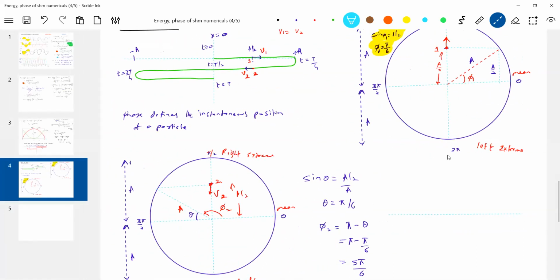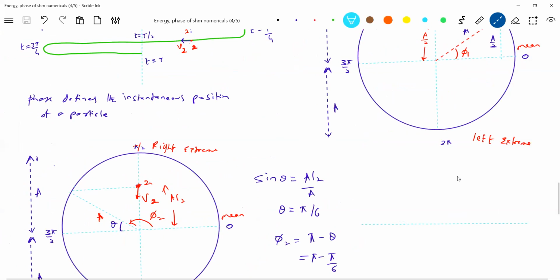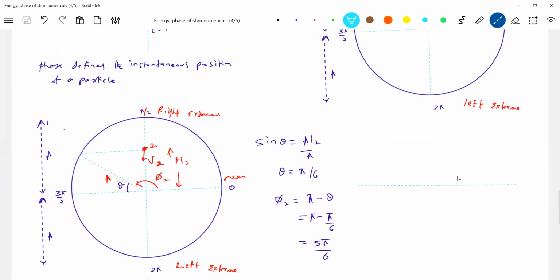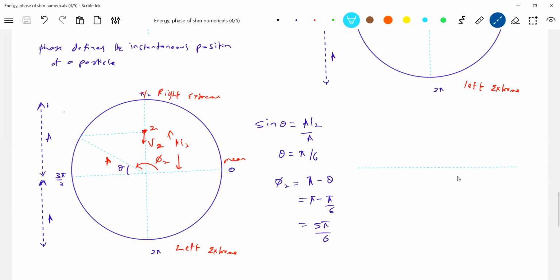Sir, here should you not show pi, sir, in the phase? I showed 5 pi by 6, no? I'll draw the next diagram, then it will be easy for you. So this will be plus A. Sir, the left extreme is at 3 pi by 2, sir. Wait, I'll show it. Give me time.